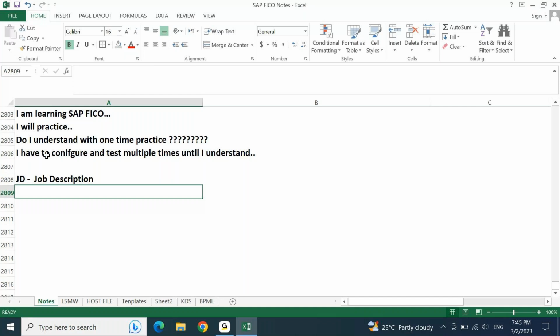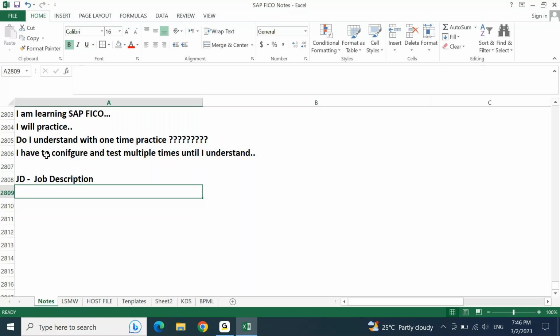Most of your interviews are based on your job description, which means if you look at the job descriptions, you may not understand half of the content. So the first thing you have to start is look at the job description, try to go through the points that are listed in it. From a FICO consultant, what are they expecting?